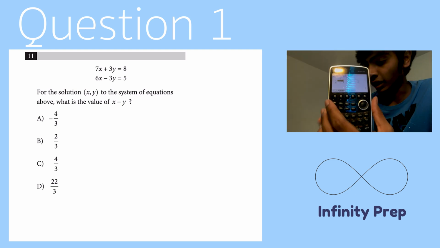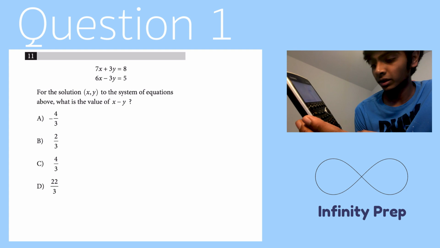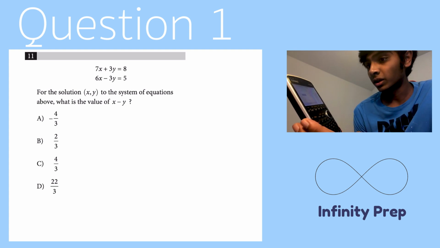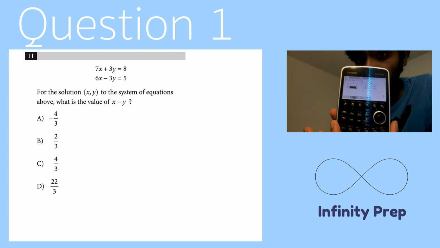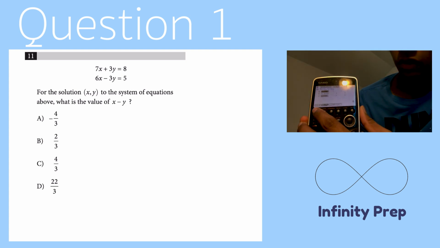So for A, we have 7. For B, we have 3. And for C, we have 8. And for the second equation, we have 6, -3, and 5 for A, B, and C respectively. And this is it. All you have to do is click Solve.